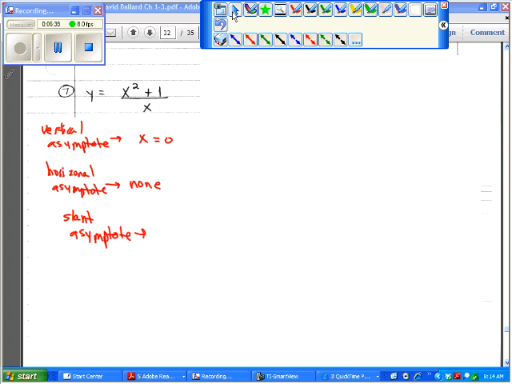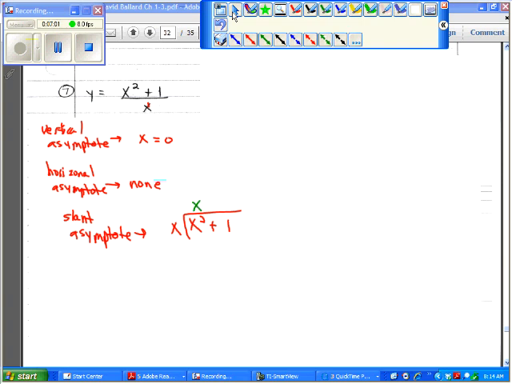If the degree of the numerator is 1 larger than the degree of the denominator, which it is, then there's a slant asymptote. To find the slant asymptote, you take the numerator divided by the denominator using long division and disregard the remainder. There's a lot of rules in here. Wow, so we need to study up on our asymptote rules a bit.